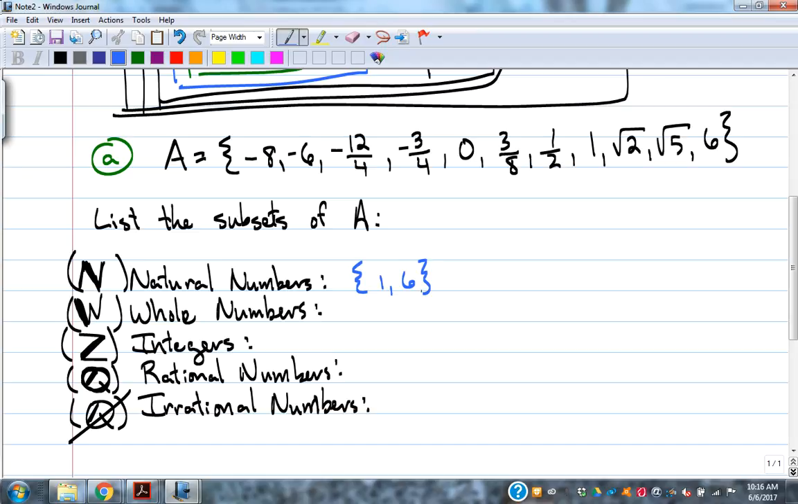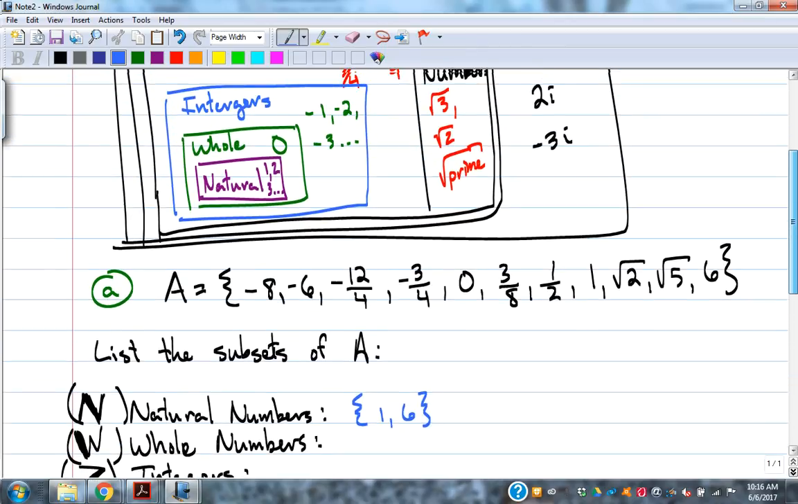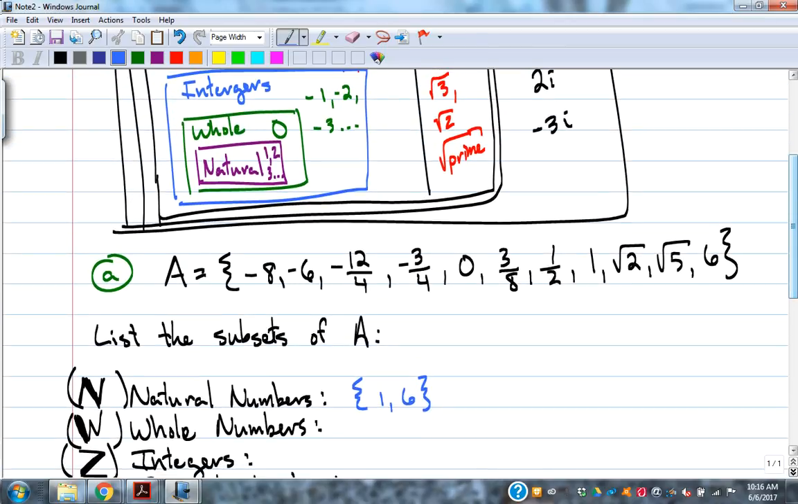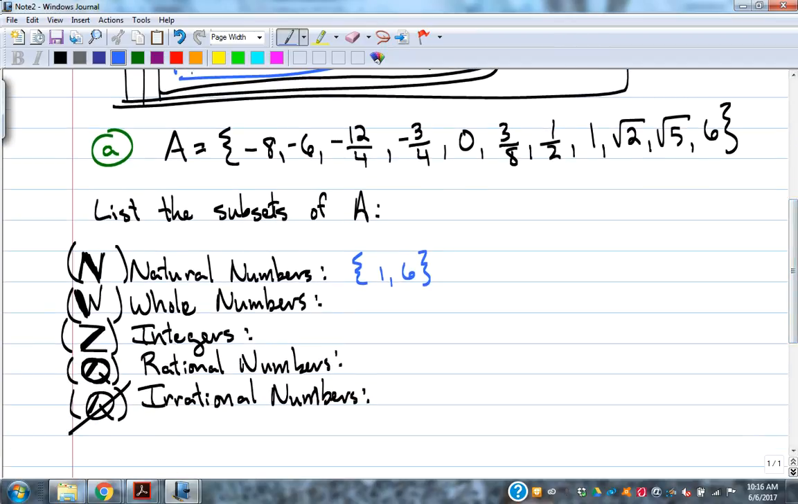Good job. Okay. The good thing about our box that we've drawn up here is if we know something is a natural number, we know it's a whole number. So the 1 and 6 better show up in the whole number set. It better show up in the integer set. They also better show up in the rational number set because they're inside of that box. So we just got to get the rest of them that go with it. So the whole numbers take the natural numbers and add what to it? All right. Got it. We're done with that one.